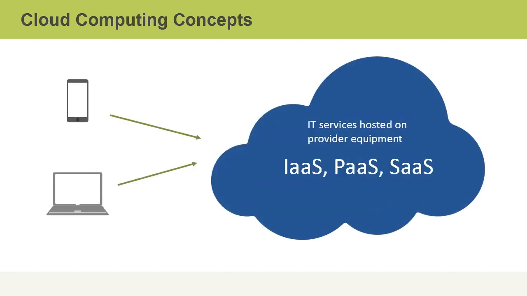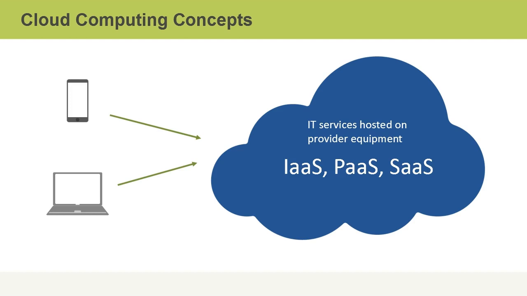Cloud computing also includes different categories of services. For example, IaaS stands for Infrastructure as a Service. And of course, this is going to include things like storage and virtual machines and so on. Platform as a Service, or PaaS, includes things like specific operating system platforms and database platforms and developer platforms that we can use in the cloud instead of having that on our own network.